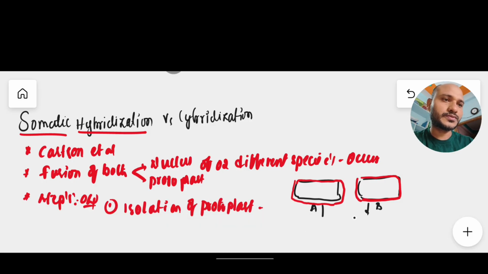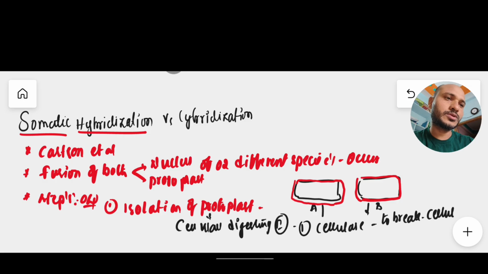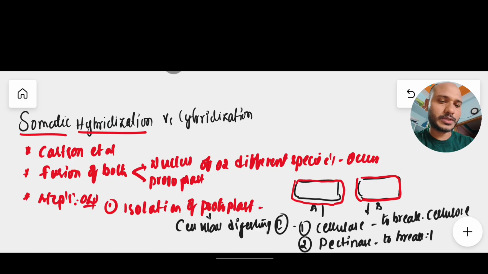To break the cell wall of both plant species, we use some cell wall digesting enzymes. They are the cellulase enzyme, which helps to break the cellulose component of the cell wall, and one more enzyme, pectinase, which helps to break the middle lamella. The middle lamella is made up of pectin, so to break pectin or middle lamella we use pectinase, and to break the cellulose component of the cell wall we use cellulase. These two enzymes mainly break the cell wall.